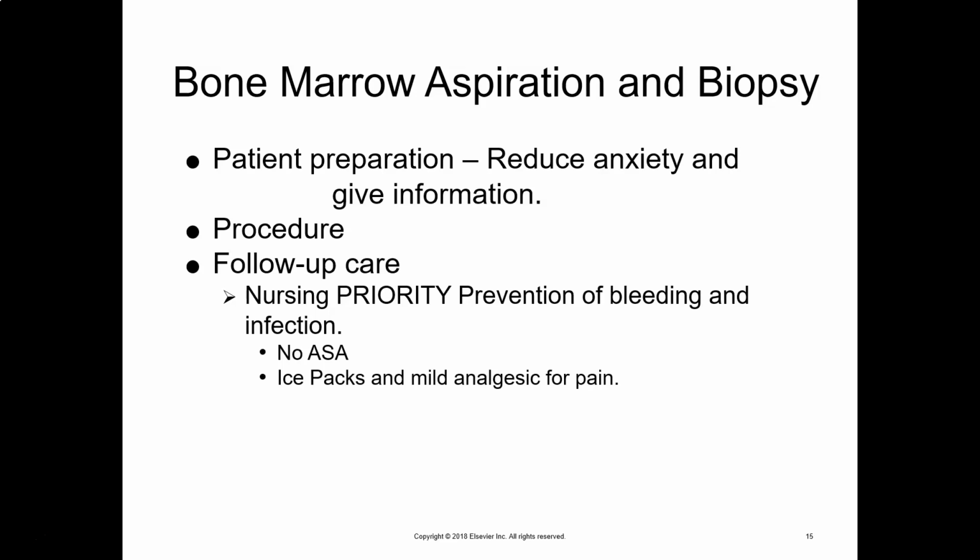Follow-up care, the nursing priority, oh, look, I capitalized, is to prevent bleeding and infection. These patients do not need to take any type of aspirin, and you can use ice packs and mild analgesics for pain after the procedure, okay? But look, the nursing priority would be to prevent bleeding and infection after a bone marrow aspiration. And so that is all you need to know about Chapter 39.